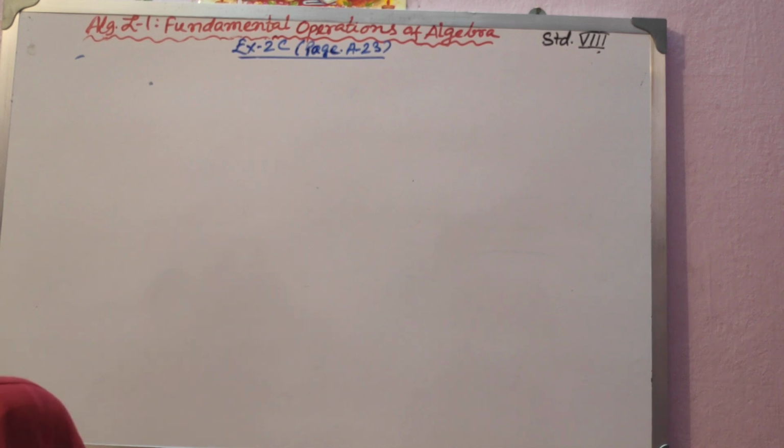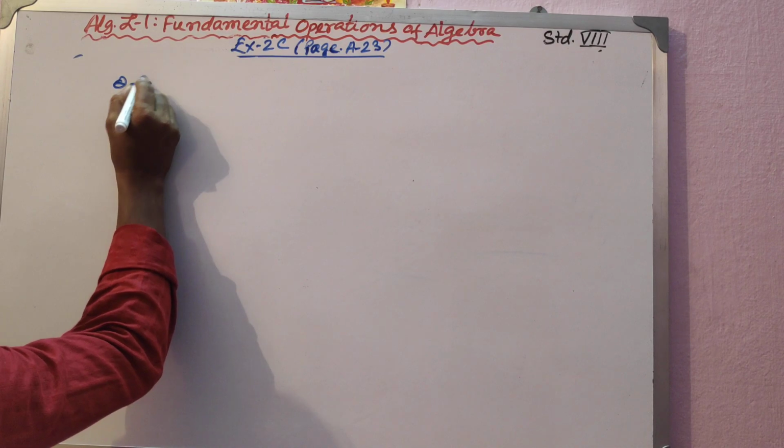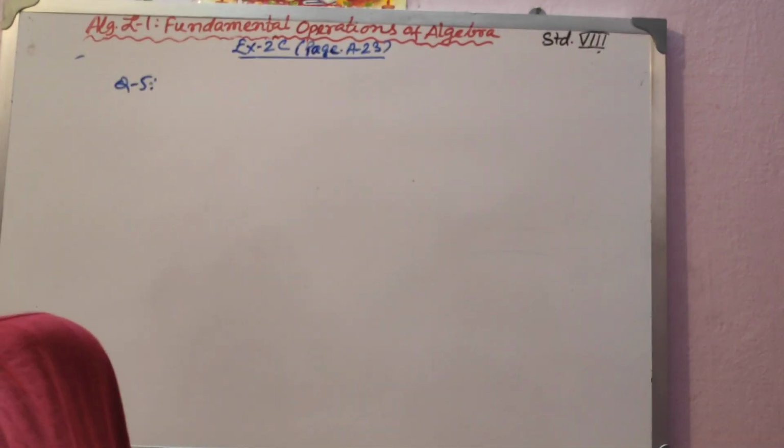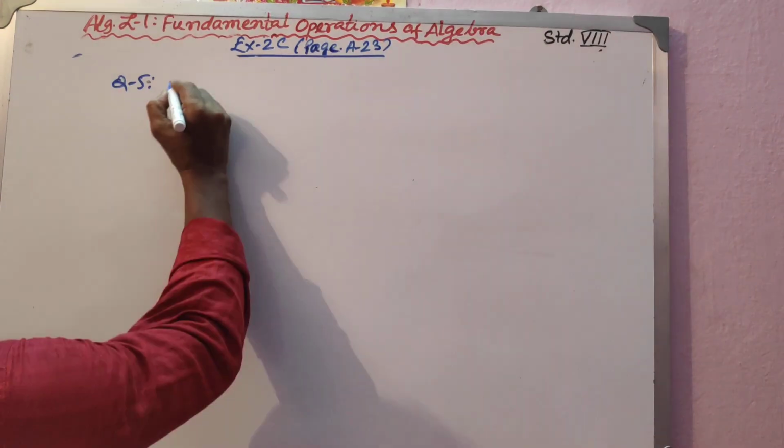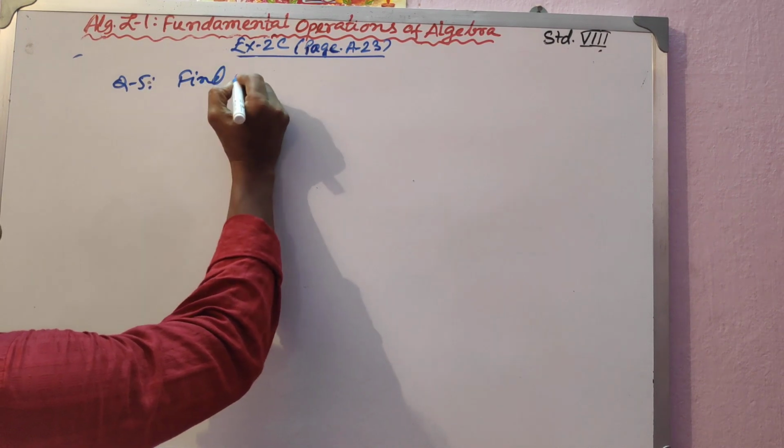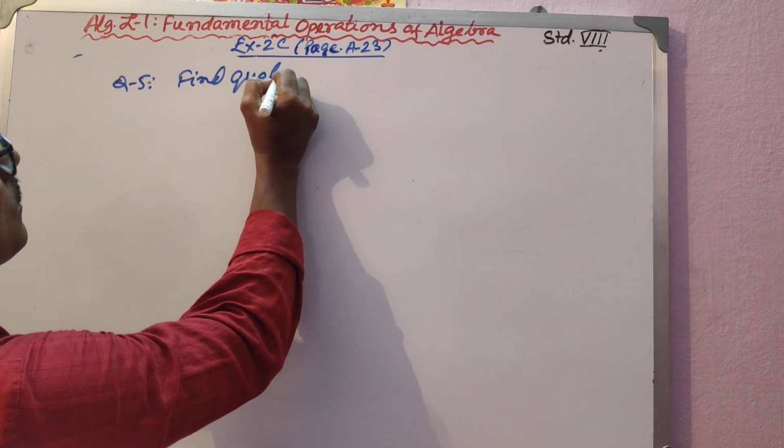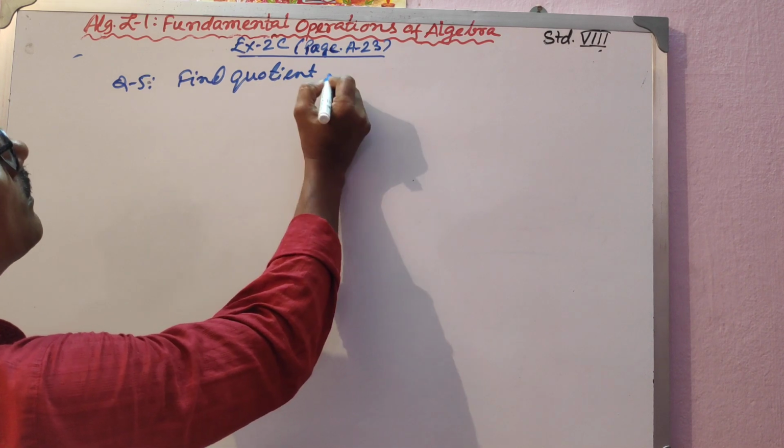See, I will take one more sum from question number 5 in this video. So question number 5, let us take one sum. Which one will you do? Question number 5 says: find the quotient and remainder.